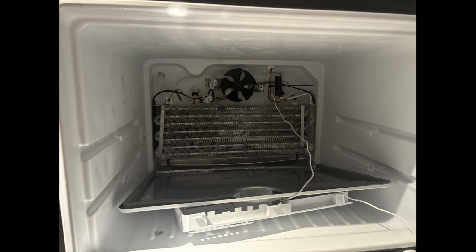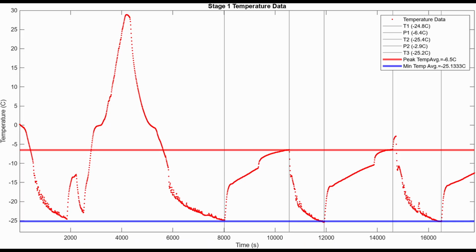At first I wasn't sure which of the copper tubes going into the evaporator was state 4 and state 1, so I ended up just measuring the temperatures blindly and figuring out which one got to a lower temperature. Since heat is absorbed in the evaporator coil, state 4 should be at a lower temperature. This is what I got for stage 1. I have a peak temperature of around negative 6.5 degrees Celsius.